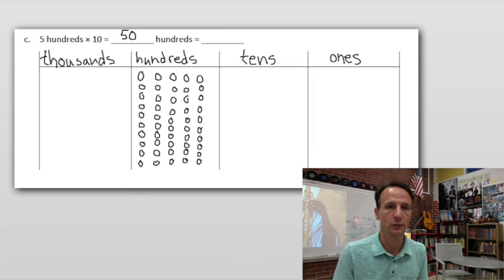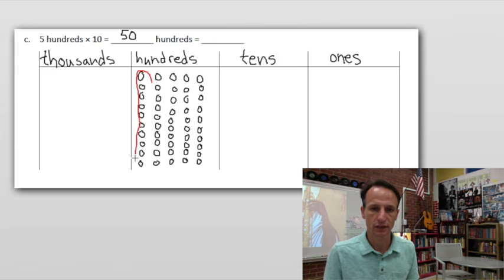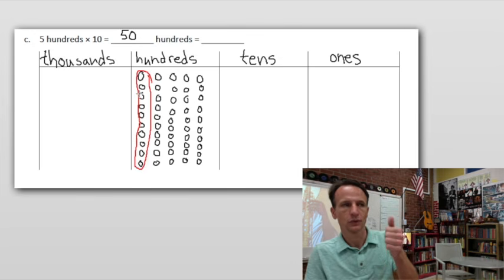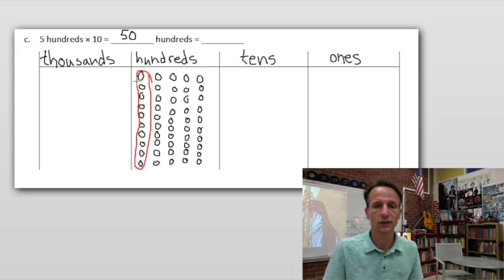Now I'll go to red and we'll bundle these up. So there are 10 hundreds. And 10 hundreds: 100, 200, 300, 400, 500, 600, 700, 800, 900, 1,000. 10 hundreds are equal to 1,000. And there it is. Isn't it beautiful?